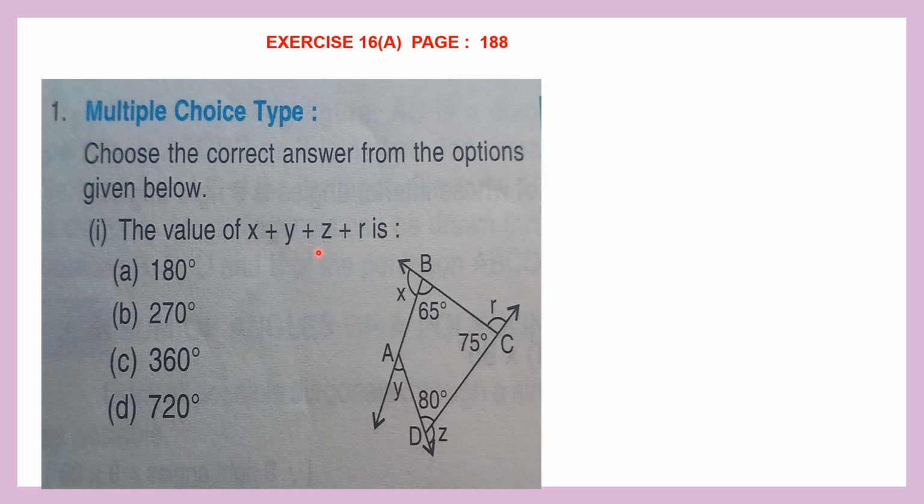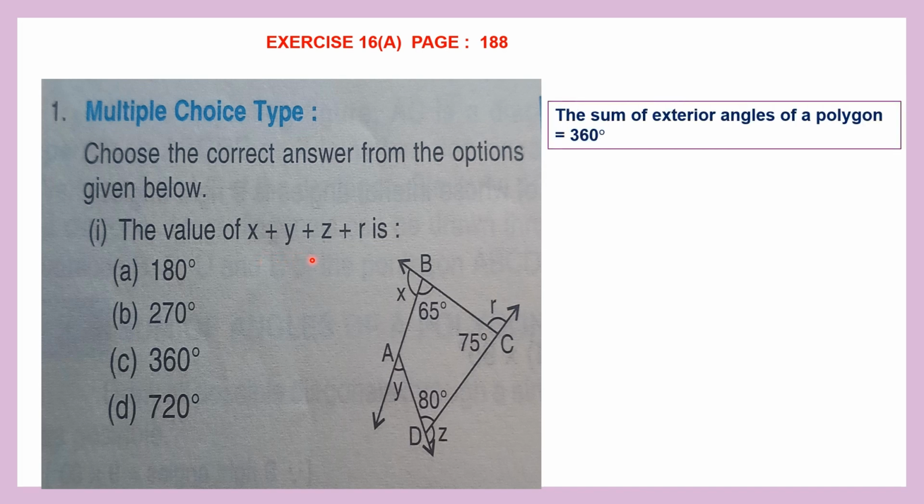Now there's one very important property of polygons, and this is the property. The sum of exterior angles of a polygon is always 360 degrees. So first thing you have to identify is that here what we are talking about are the exterior angles, and then remember this property. So the sum of all exterior angles of a polygon is 360. So which is the correct option here? Option C is the correct option.